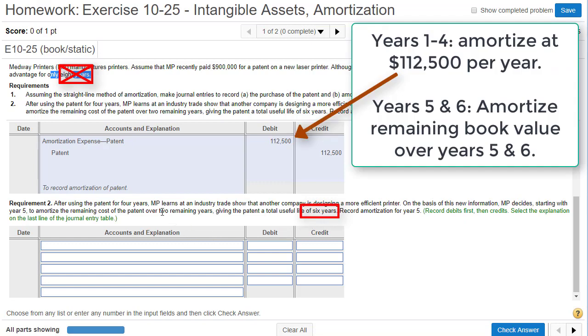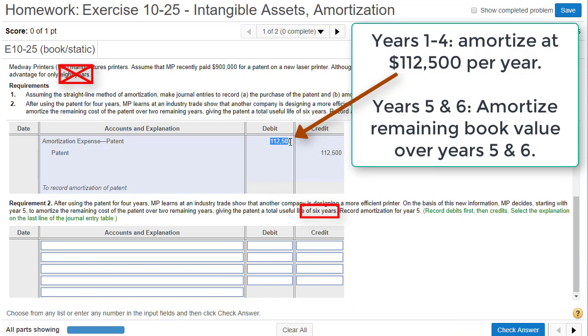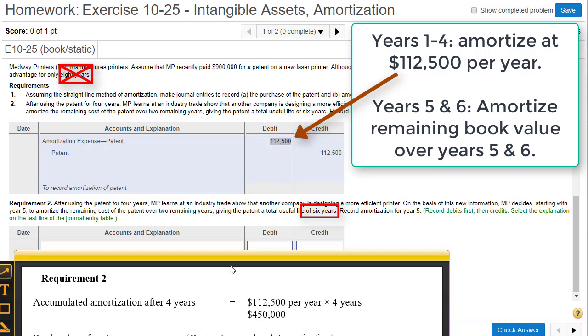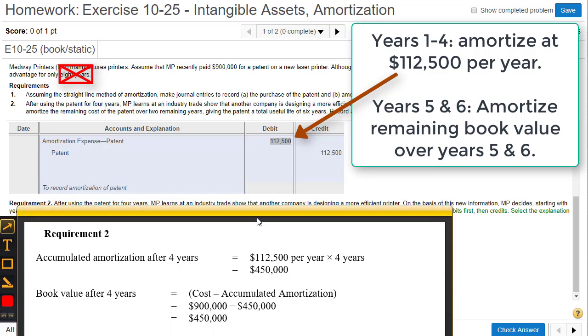And the amount that we have to amortize is the remaining book value. So we have to calculate the book value after 4 years of using the patent normally. So our first task is to figure out how much amortization has accumulated over the first 4 years. And remember, up here we have $112,500 of amortization for 1 year. So we're just going to simply multiply that times 4 years, and that gives us an accumulated amortization of $450,000.